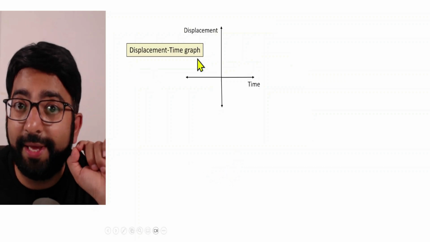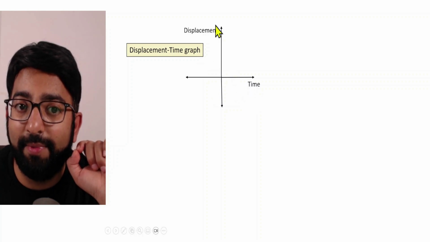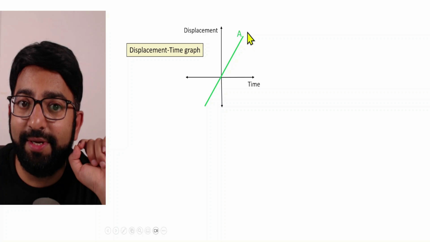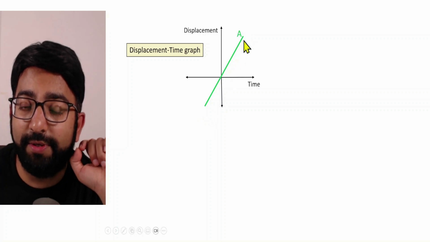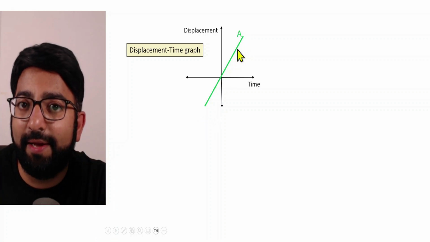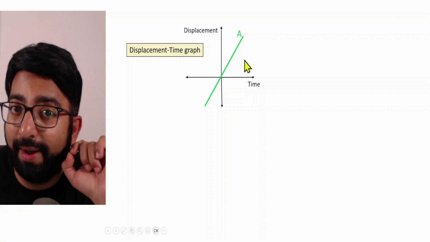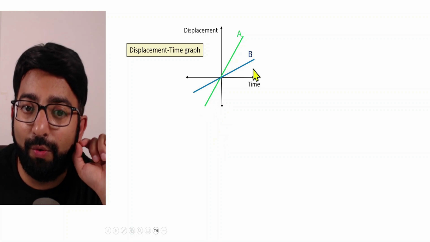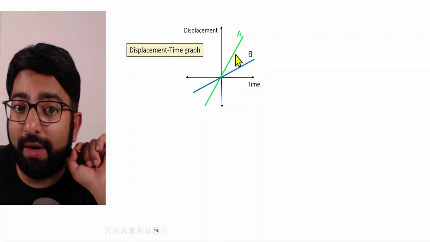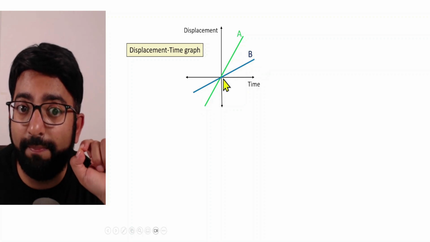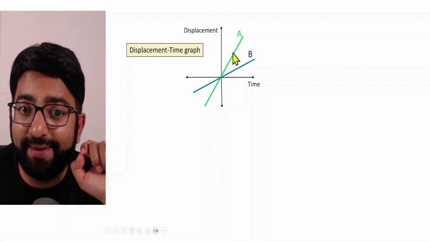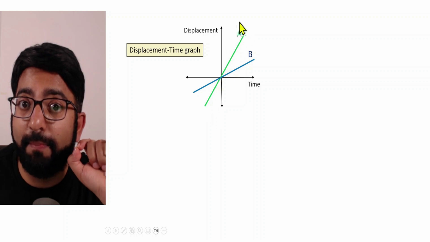So here we have a displacement time graph. The x-axis is time, y-axis is displacement. And let's say the graph looks like this. It's a straight line passing through the origin. So this graph is, let's say, for the particle A. On the other hand, there is another particle B which is moving, but the graph for that looks like this. So both these graphs are straight lines passing through the origin, but the slopes of A and B are of course different. If you observe carefully, the gradient for the particle A is much higher.